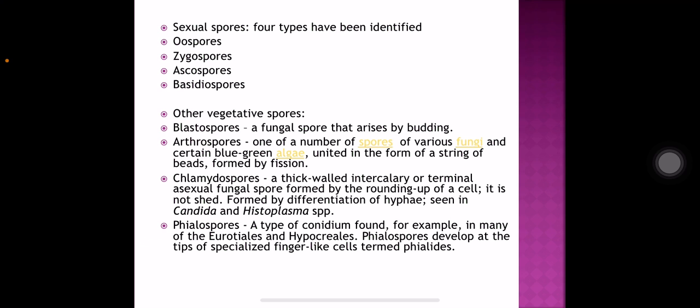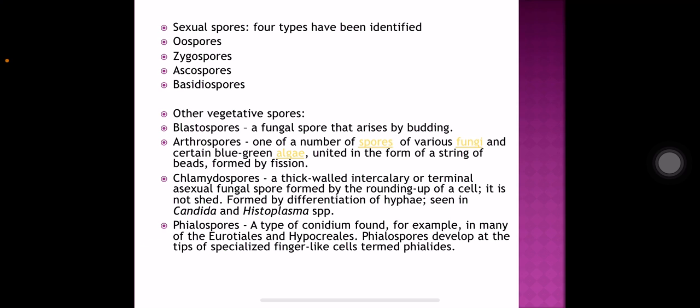Then there are other vegetative spores: blastospores, a fungal spore that arises by budding; arthrospores, certain spores which appear in the form of a string of beads. They are formed by fission. They are known as arthrospores. Then chlamydospores, a thick-walled intercalary or terminal asexual fungal spore formed by the rounding up of a cell, and it is not shed. This is known as chlamydospore.